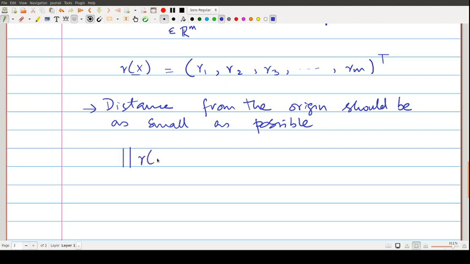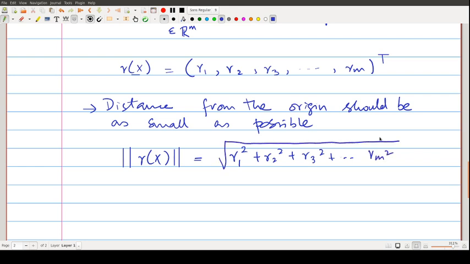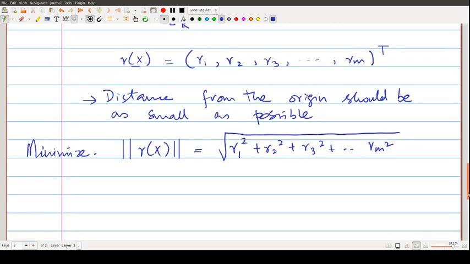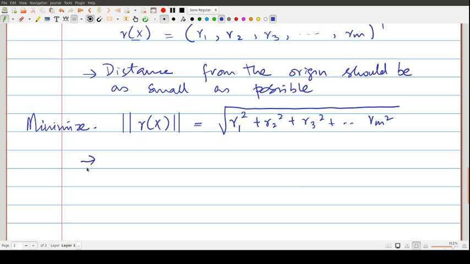So we find the magnitude of Rx, which is the square root of R1 squared plus R2 squared plus R3 squared plus dot dot dot Rn squared. Okay, and I want to minimize this. So that's the problem. We want to minimize the distance, the magnitude of this vector. And so let's make this problem into the form that people usually solve it. Usually when you take a derivative of this, we're not going to be dealing with derivatives, but you have a square root.